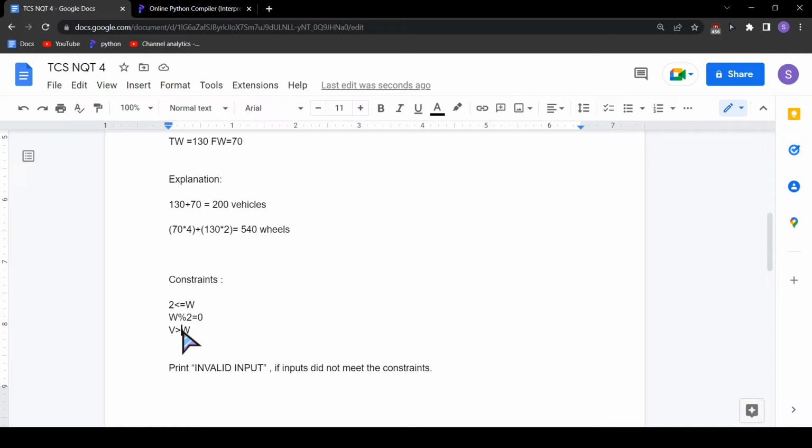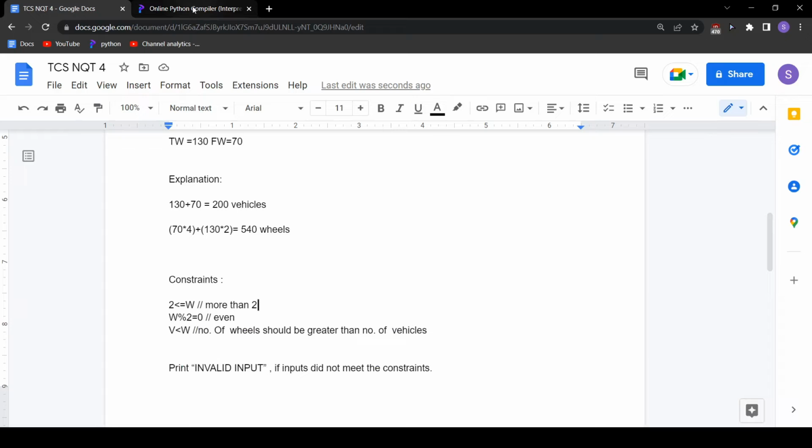So if we have given inputs like this, we must write like this. This is what we want, right? We want it to be even and more than 2. And wheels should be greater than vehicles. Number of wheels should be greater than number of vehicles. Okay, so if these constraints do not meet, we will print invalid input.